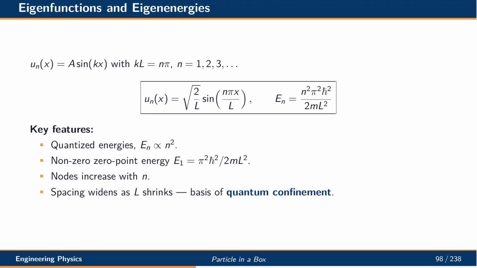The allowed wave functions in a box are sine functions that vanish at both walls. Energies are quantized and grow as the square of the integer quantum number n. Key features include quantized energies proportional to n squared, a non-zero zero-point energy for the ground state, and an increasing number of nodes as n grows. The energy spacings widen as the box shrinks. This effect, called quantum confinement, is central.